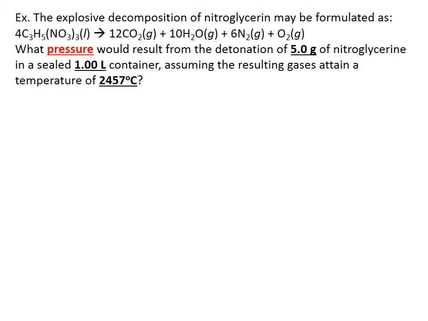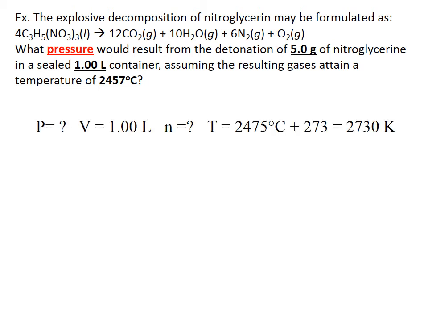Alright, so we're given this question and we're told the explosive decomposition of nitroglycerin may be formulated as, and we're given the equation. What pressure would result from the detonation of 5.0 grams of nitroglycerin in a sealed 1.0 liter container, assuming the resulting gases attain a temperature of 2,457 degrees Celsius? So let's break down the question. We're given the volume of the container. We're given the temperature in degrees Celsius, which we've converted to temperature in Kelvin. We're not given the pressure because we want to find that.